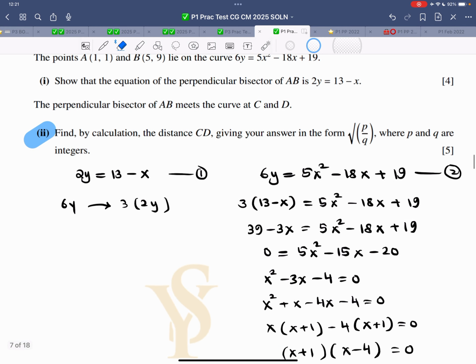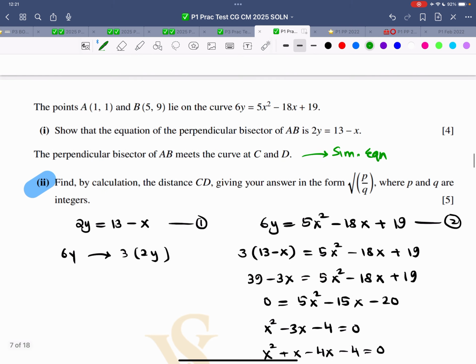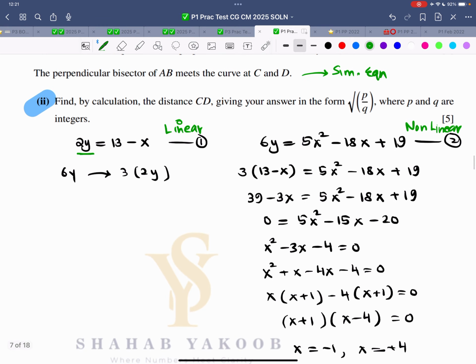The second part, the perpendicular bisector meets the curve. So now this one is about simultaneous equations, in which one equation is linear. So this is the linear equation and this is the non-linear equation. And the rule is, make any variable the subject from the linear equation and plug it into the non-linear one. So now this thing has 6y equals to such and such. Now my focus is on 6y. Can I write 6y as 3 times 2y? Yes, I can. And 2y is right over here, 13 minus 6.